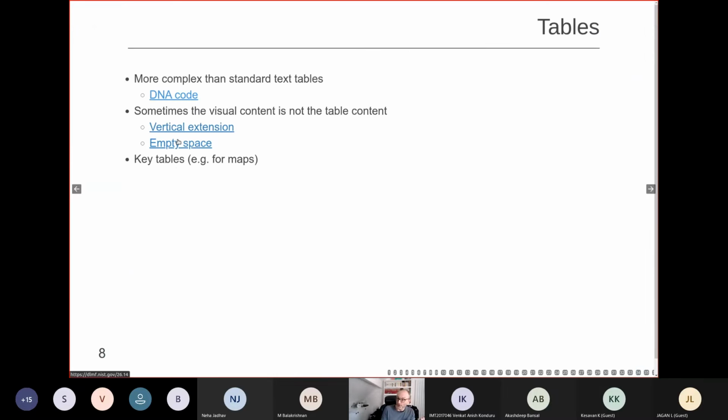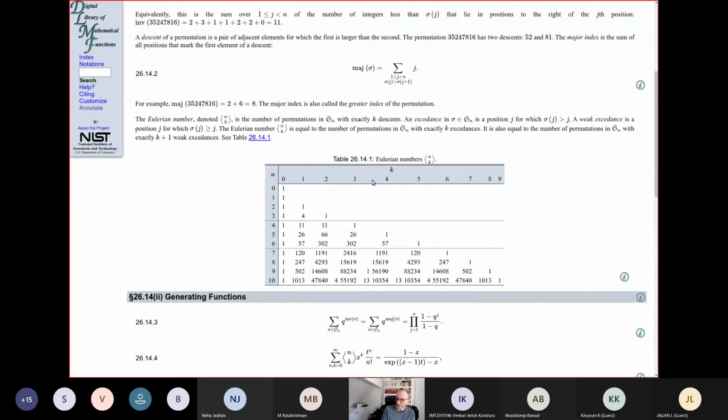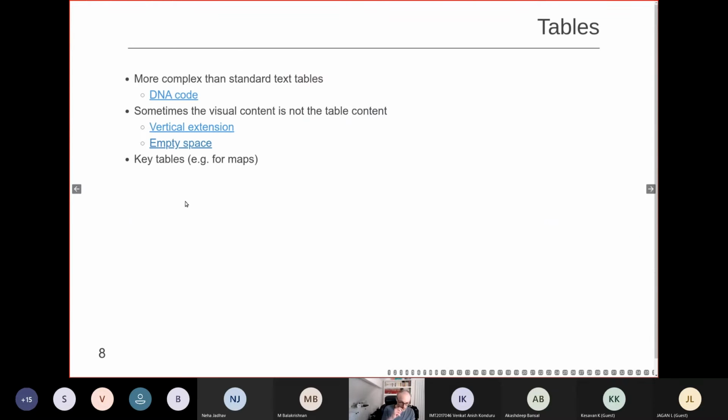Other things that are often more important in scientific tables are, for instance, empty spaces. So here are the Euler numbers, and obviously it's quite important to see where the spaces are empty rather than where the spaces are filled. That's a common phenomenon which you also get for matrices, sparsely filled matrices, and so on. So simply reading these things out is not necessarily particularly helpful for people.